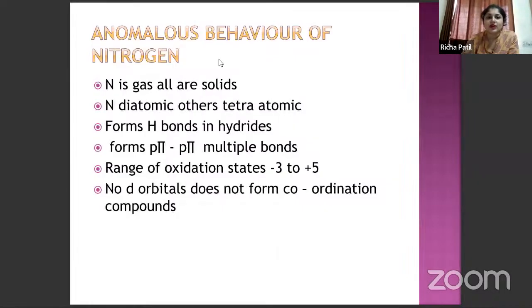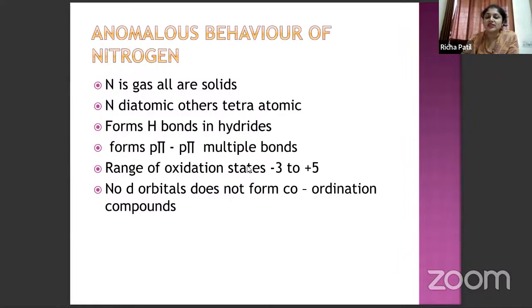What are the anomalous properties? How is nitrogen, the first element, acting differently from the other elements? Nitrogen is a gas, all the others are solids. Nitrogen is diatomic and other elements are tetraatomic. It forms hydrogen bonds in hydrides, and others do not. Nitrogen forms pi multiple bonding, where the pi electrons from p orbitals take part in bond formation, so it undergoes a multiple bond system.